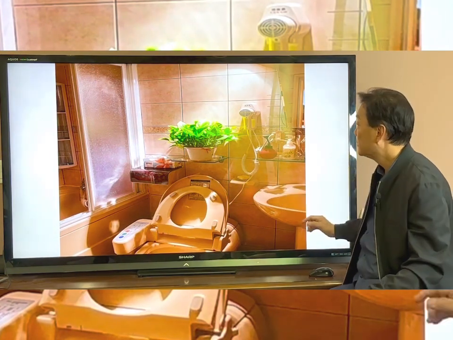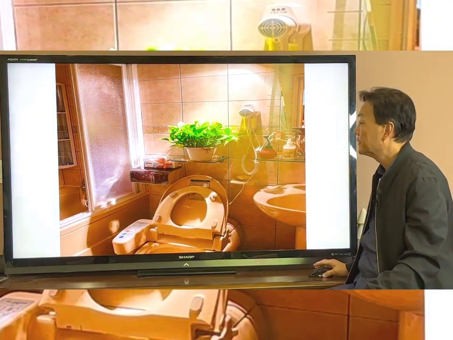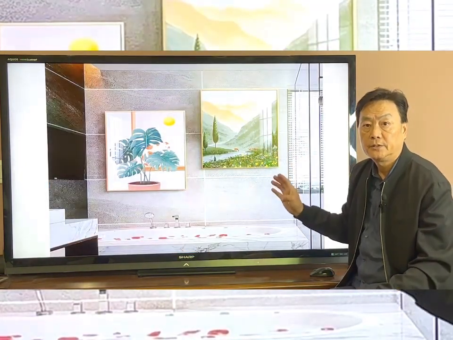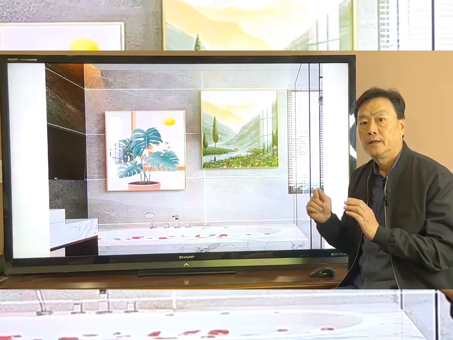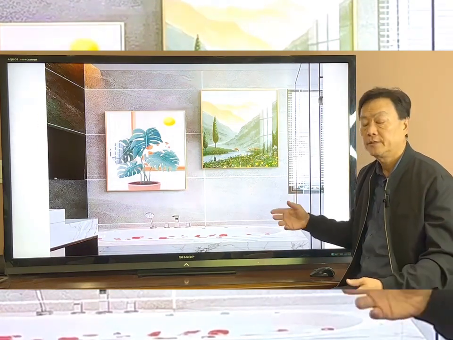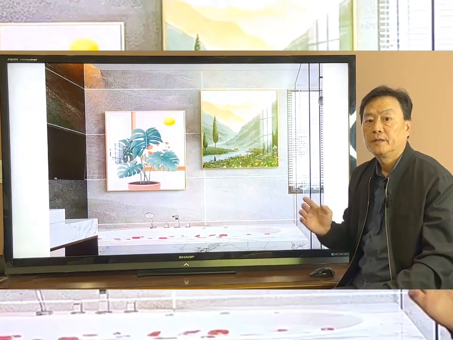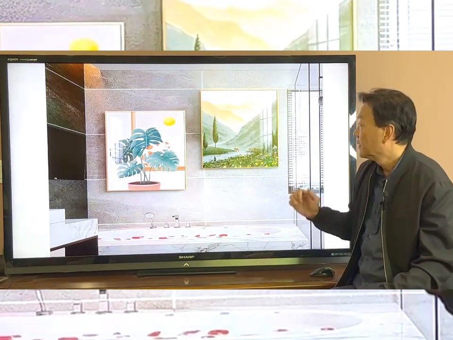Another thing is that we still have to keep the restroom very neat. You cannot say, just leave it, and after a bath you don't use the fan. You still need to keep it very clean and nice and smelling good.